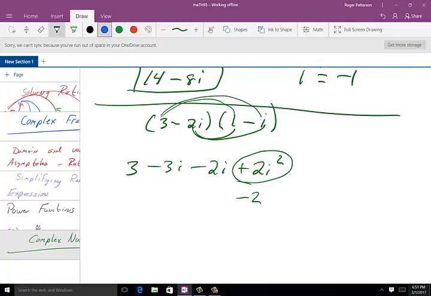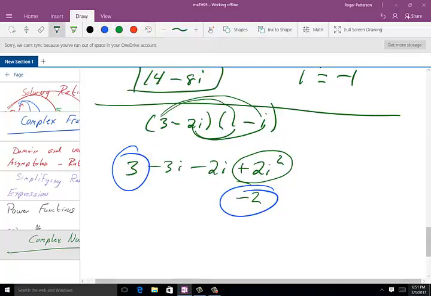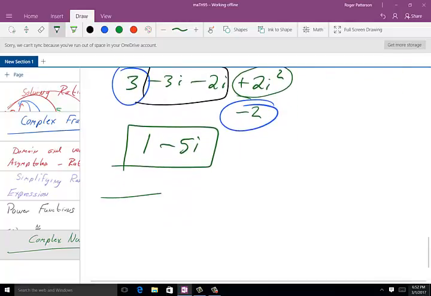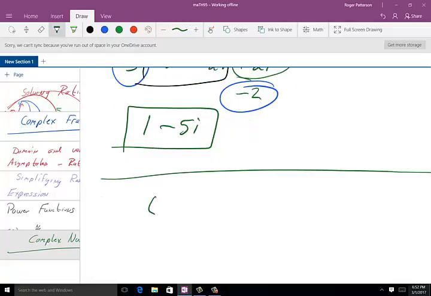Okay, so now our common things, we have this and we have this. So that's going to give us a 1. And then we have these things in the middle here. What is that going to give us? Minus 5i. Okay, there we go. So with FOIL, the only tricky part to foiling is i squared is going to be negative 1. Let's just do one more for good measure. If I'm whipping through these kind of fast, just let me know and I'll stop.